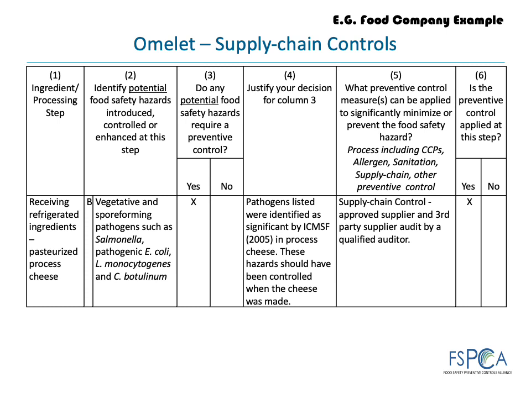Together, process, allergen, sanitation, and other preventive controls, including supply chain programs, greatly minimize the potential for the e.g. Food Company omelets to cause an illness or injury for the consuming public.